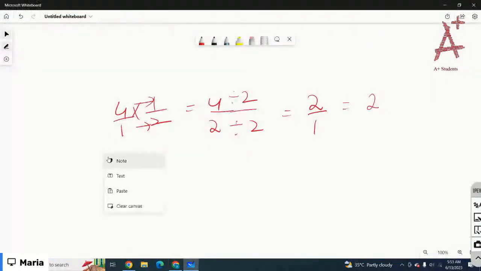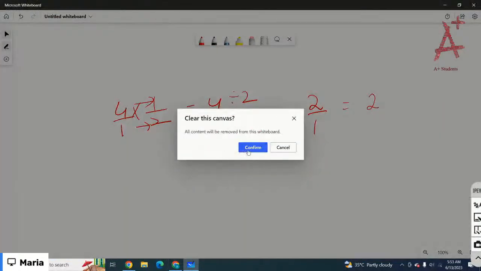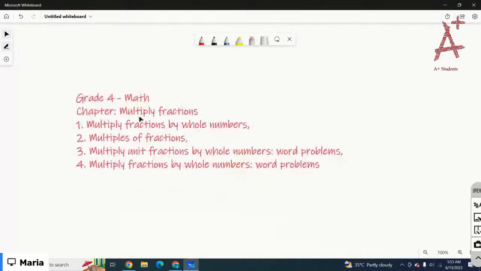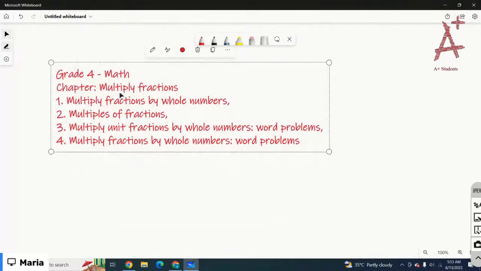So, we were working on grade 4 maths. We are working on the chapter multiply fractions, and the lessons we are working on are multiply fractions by whole number, multiples of fractions, multiply unit fractions by whole numbers word problems, multiply fractions by whole number word problems.